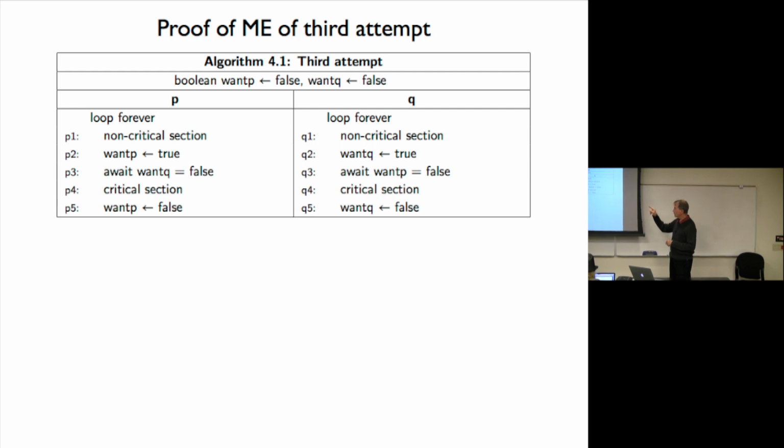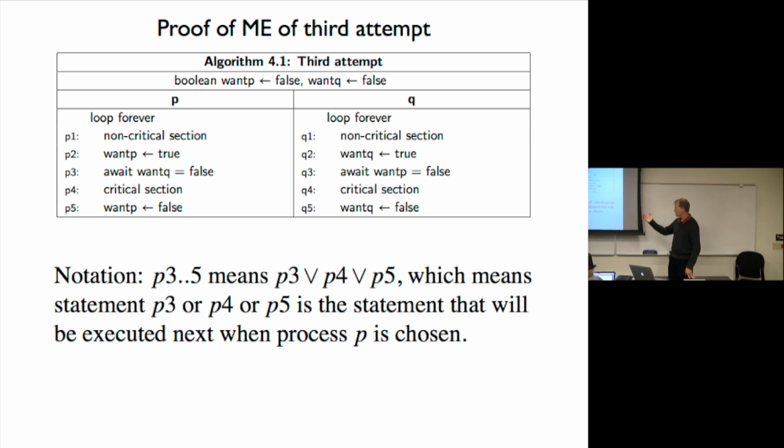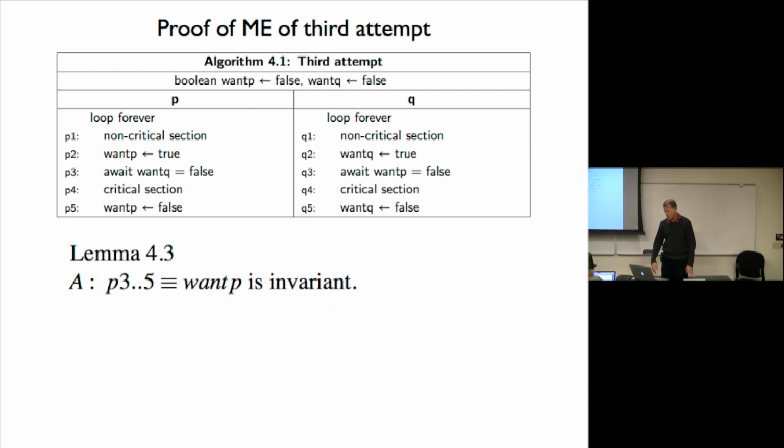Notice this is algorithm 4.1, third attempt from chapter 4, and it has this Boolean wantP initialized to false, wantQ initialized to false. We introduced this notation that P3.. means P3 or P4 or P5. Remember that? And then we had lemma 4.3, and this should always be similar to what you're doing.